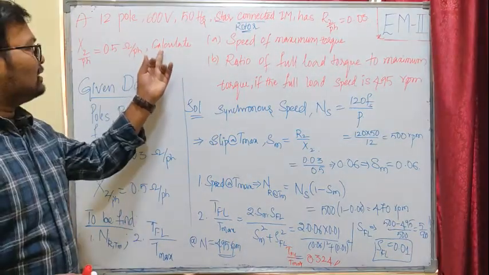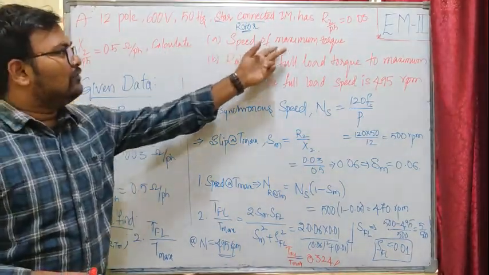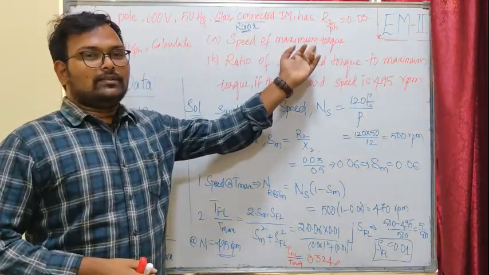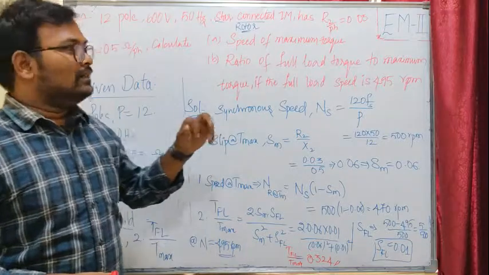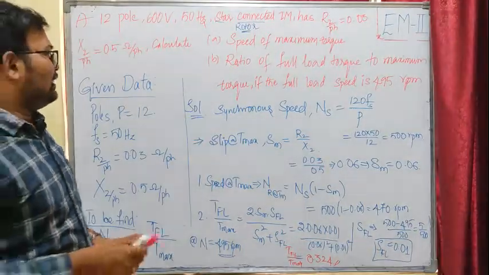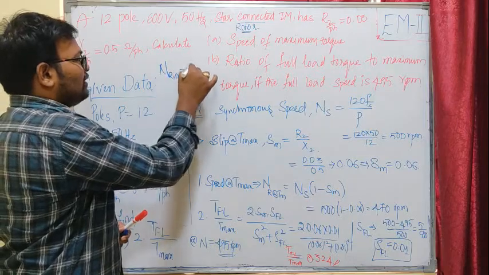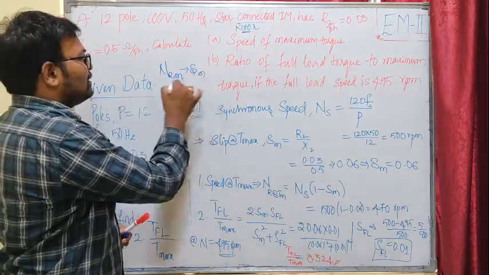Now what is he asking? He is asking to calculate speed at maximum torque. That means speed of the rotor at maximum torque condition. So for that we have to calculate slip at maximum torque condition. In order to find our rotor speed at maximum torque condition, we need to find our slip at maximum torque condition, that is Sm here.